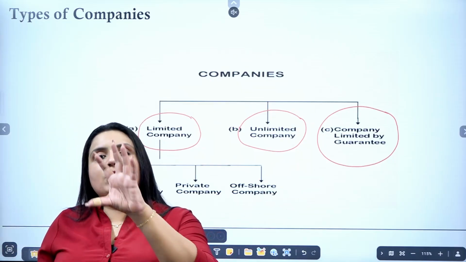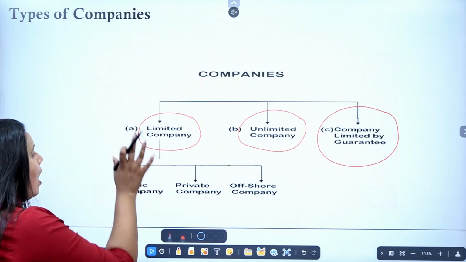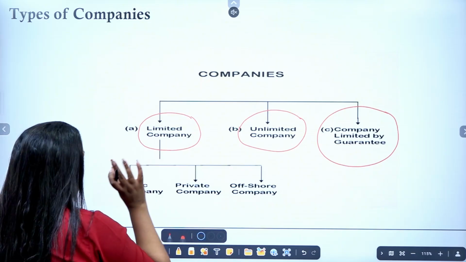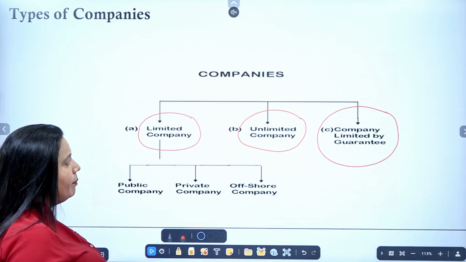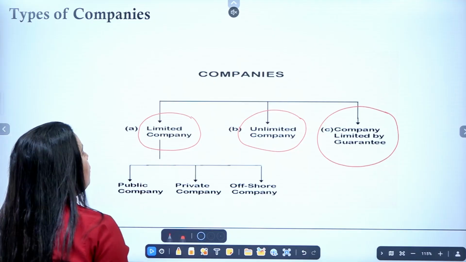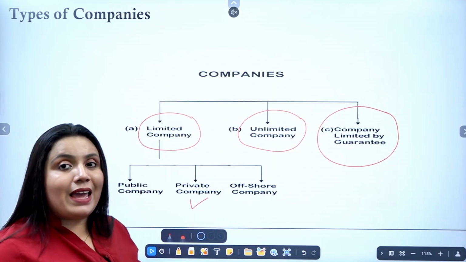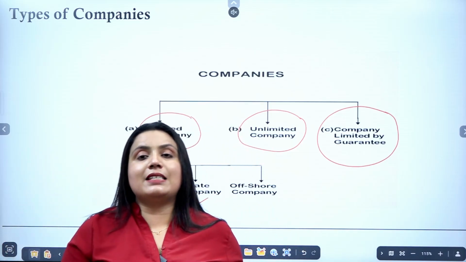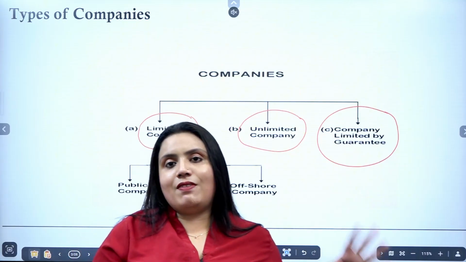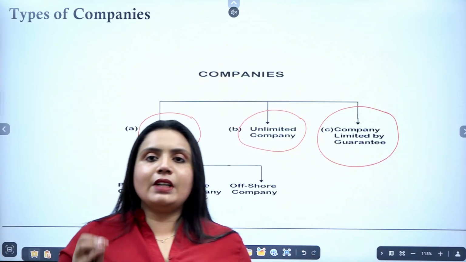But the majority of clients will come to you with regard to limited companies, out of which there are three types. There are public limited companies, private limited companies, and offshore companies. So basically the majority of your clients will be with regard to private limited companies. Why? Even to become a company secretary of a public limited company, there are some additional requirements, especially with regard to your experience as a company secretary.